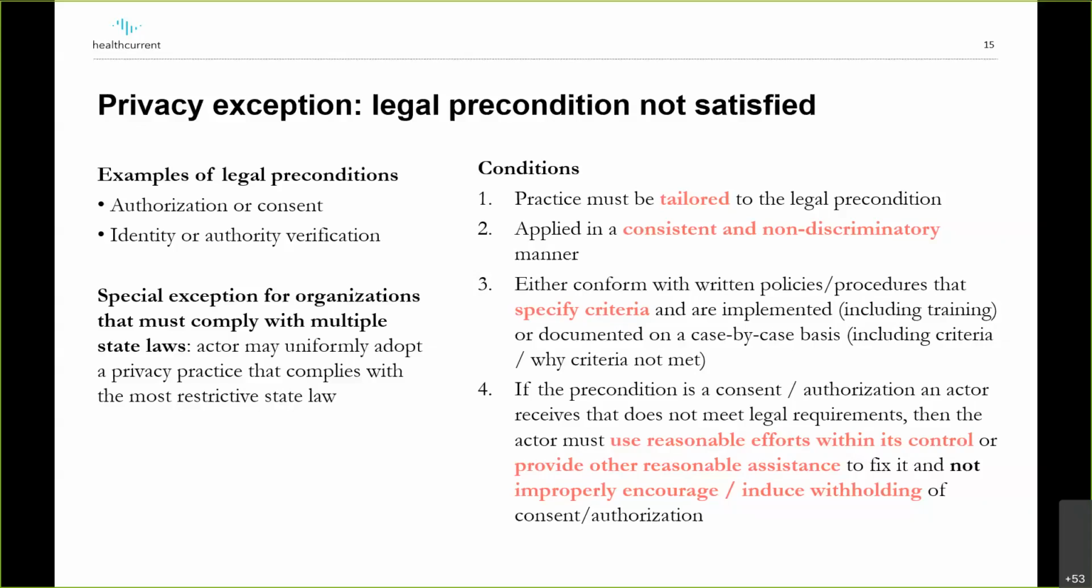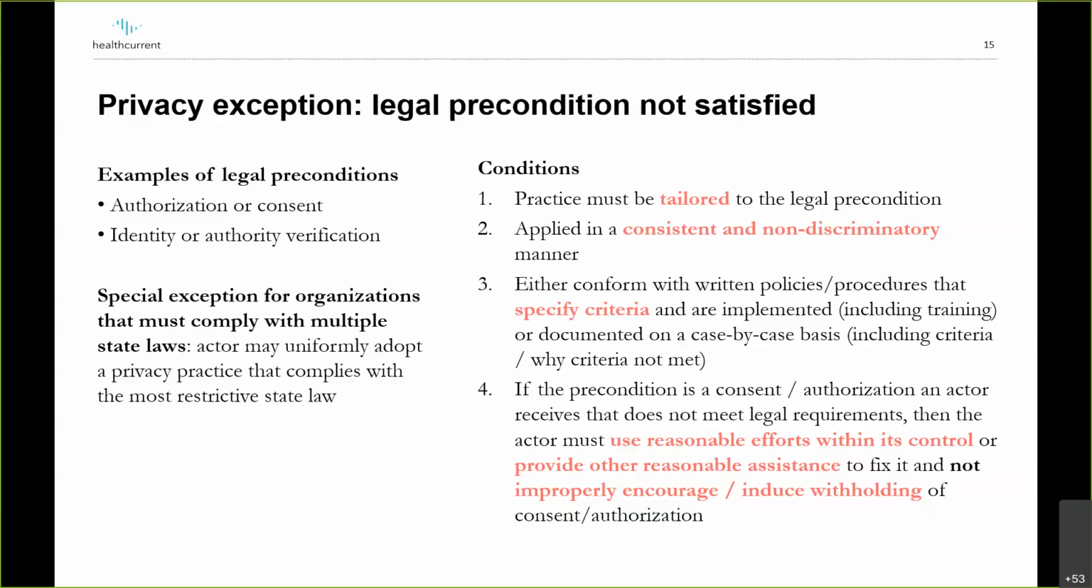And when you do this, the other condition for qualifying for the safe harbor is you have to do it in a consistent and non-discriminatory manner. You can't decide, okay, well, I'm not going to share all of this patient's information with this OBGYN because they're not affiliated with maybe my organized healthcare arrangement.